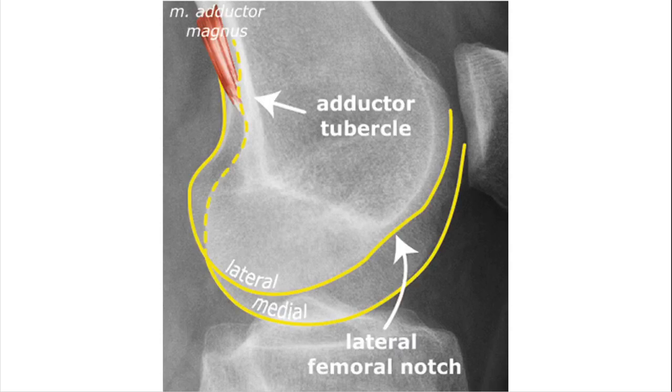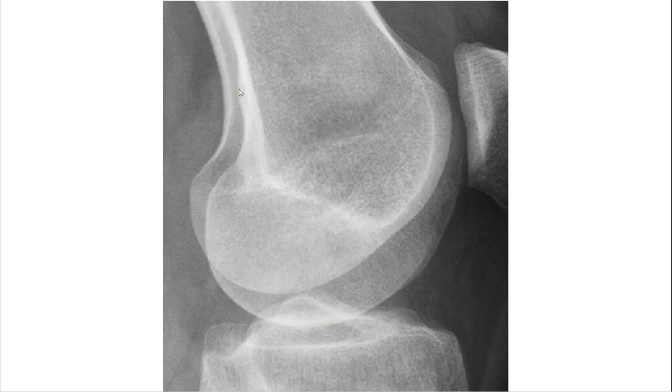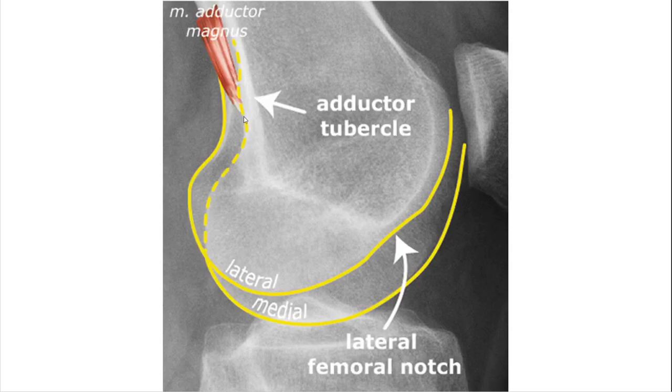So again, this is the medial condyle, this is the lateral condyle bearing the femoral notch, and here is the adductor tubercle, this prominence which is continuous with the margin of the medial condyle for attachment of the adductor magnus muscle, right?